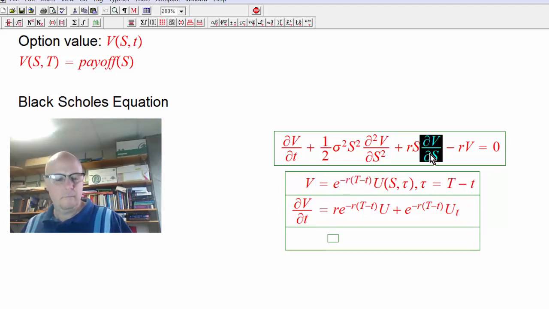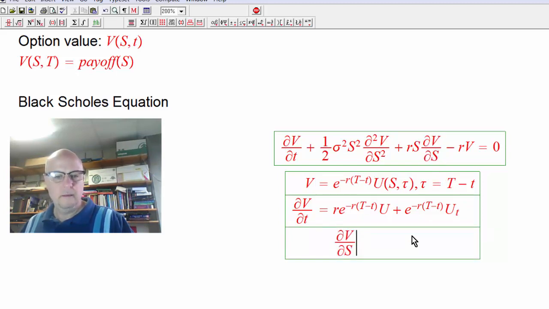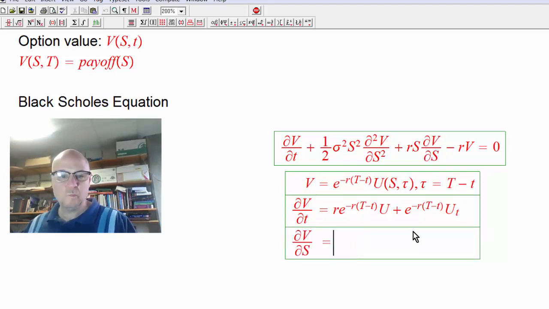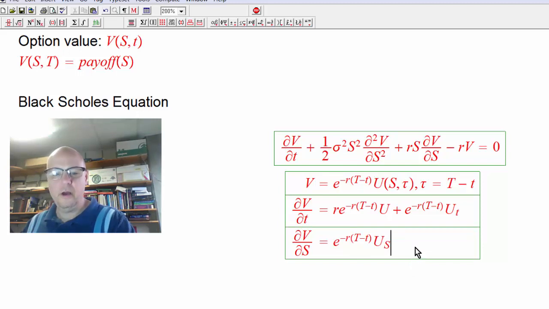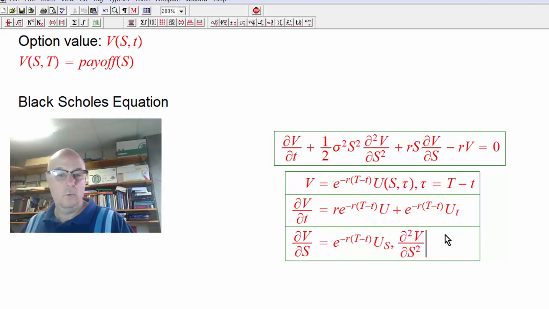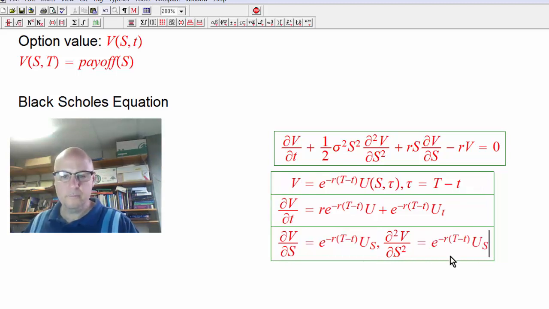If I want dV dS, well, there is no s in the first part, so we're just taking the partial derivative of u with respect to the stock. Now I'm mixing my notation here. The subscript u sub s means the derivative of u with respect to s. This is a more convenient notation. And likewise, our second derivative with respect to s is just going to be this with two s's.